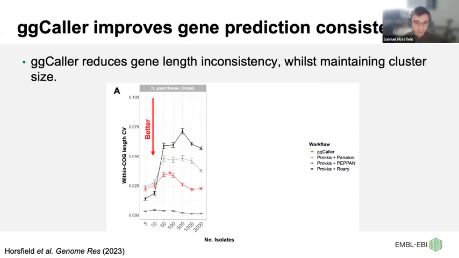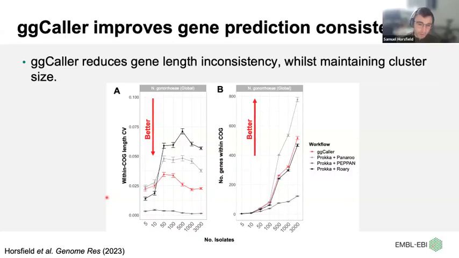As you can see, ggcaller is outperforming both Rory in black and Panaroo in grey when you actually increase to many thousands of isolates or genomes that you're analyzing. Best performing is PPAN, and we're a bit stumped by this, why this could be. But if you actually look at the number of genes within these clusters, PPAN actually results in many clusters being split up. So it actually results in more consistent clusters because it splits up clusters more often.